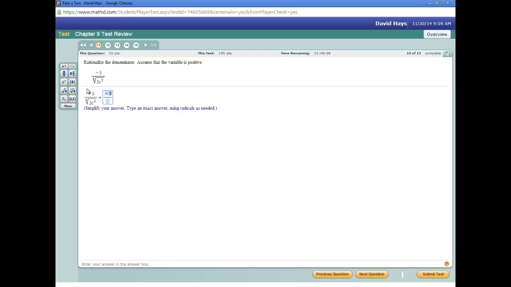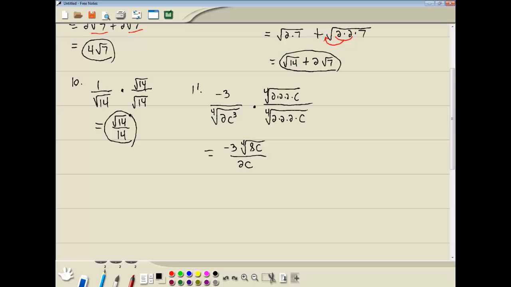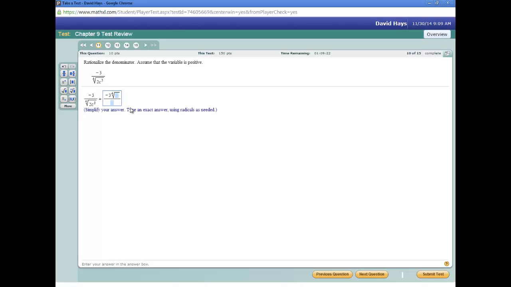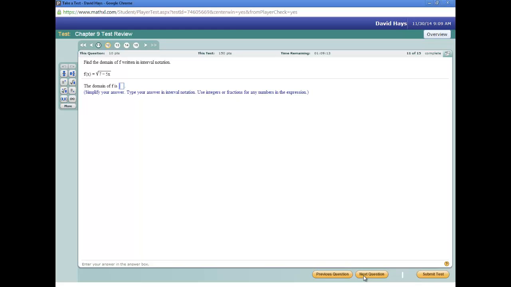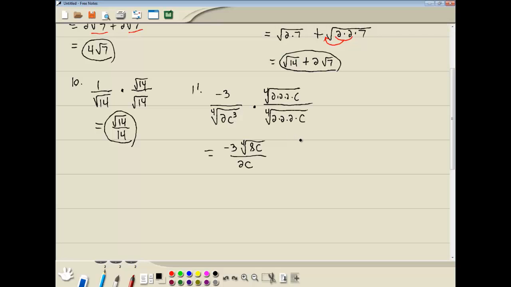Let's see, negative 3, 4th root of something, 8C over, was it 2C? Yeah. Okay, find the domain of f. So number 11, or 12.